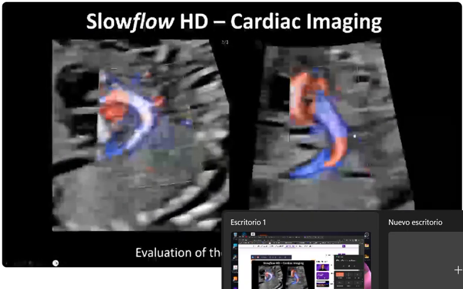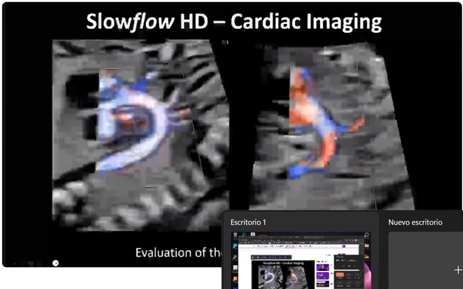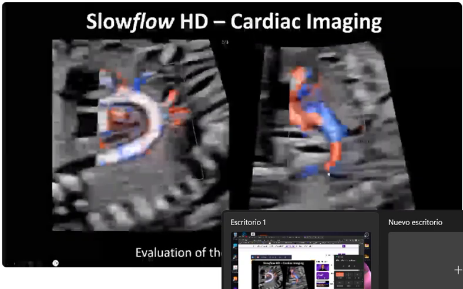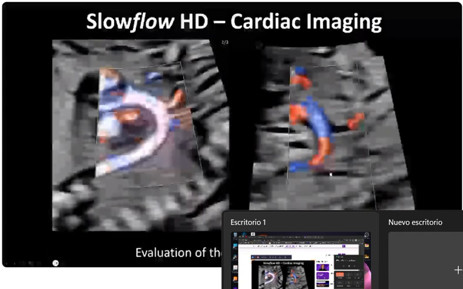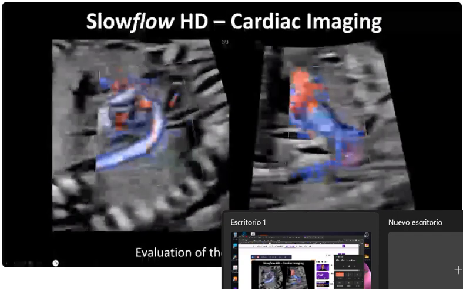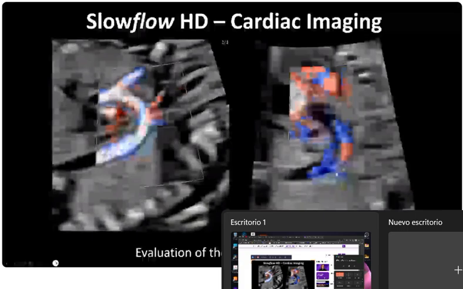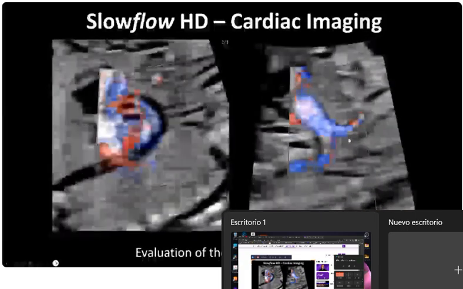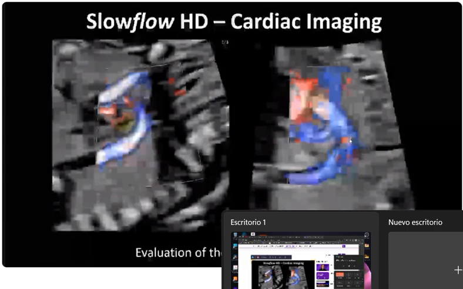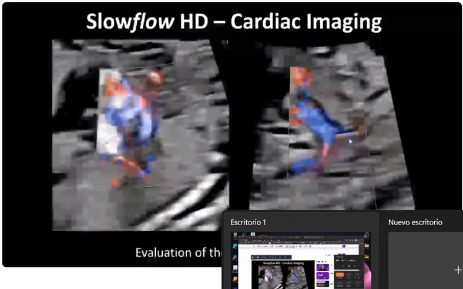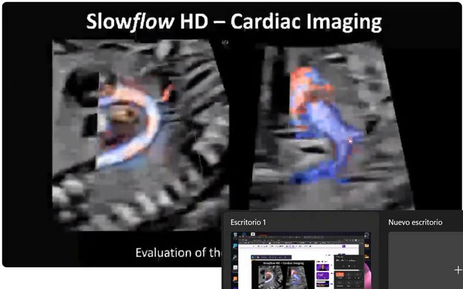And this is the case of the aortic coarctation. We can see how the isthmus is elongated. We can clearly visualize the origin of the left subclavian artery and how much it displaces downstream from the origin of the carotids. So all this can be achieved applying this slow flow Doppler technique.